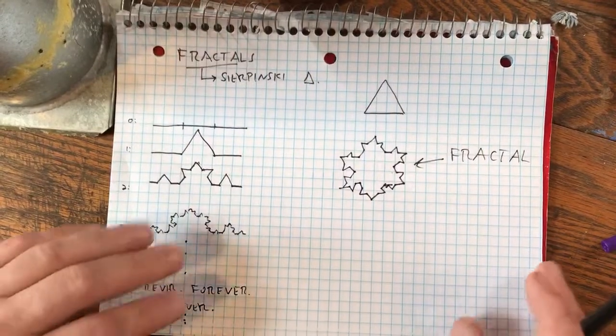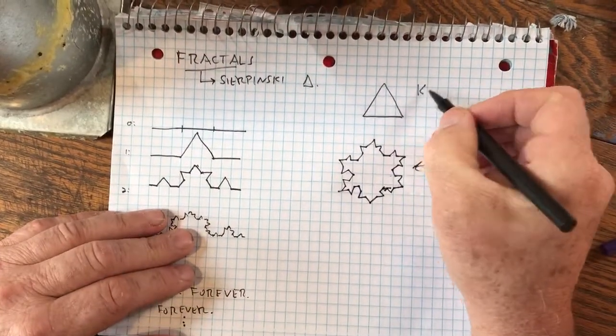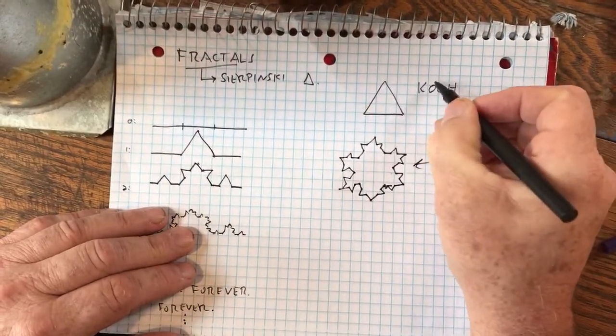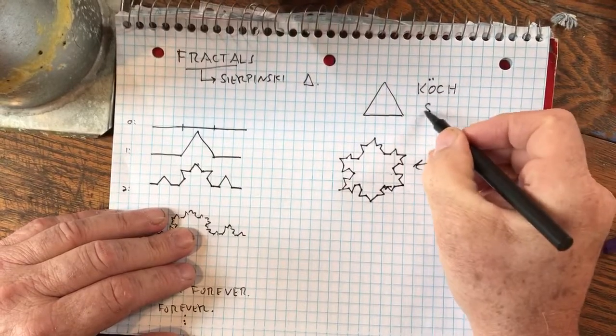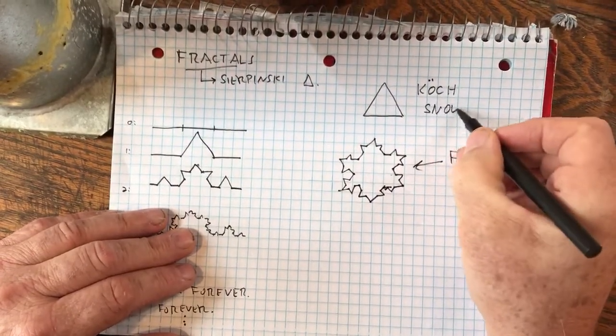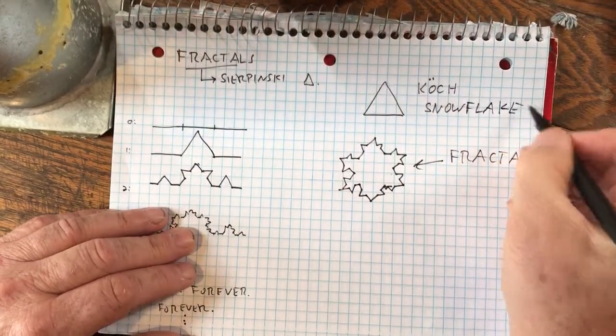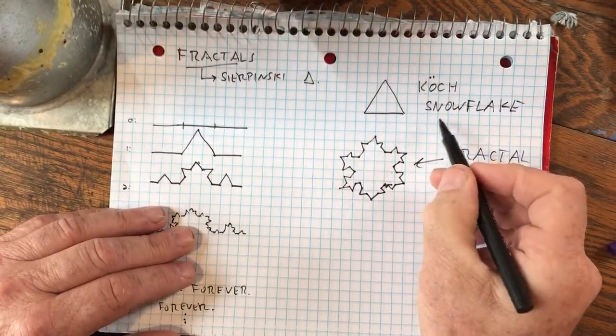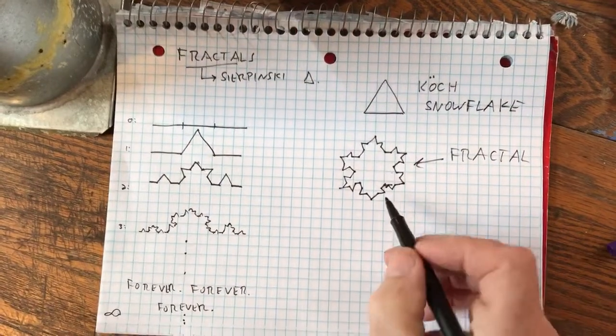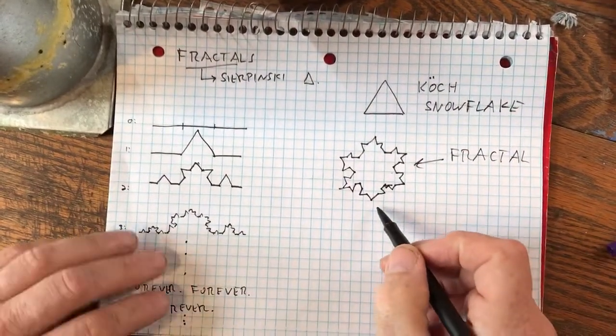This fractal has a name, by the way. It's called the Koch Snowflake, named after the German mathematician who invented it, Ludwig von Snowflake. So, the Koch Snowflake is our fractal.